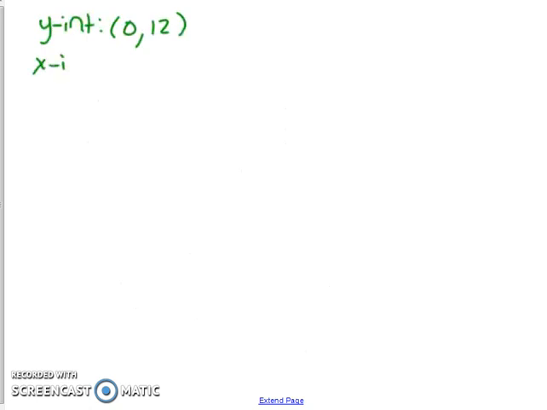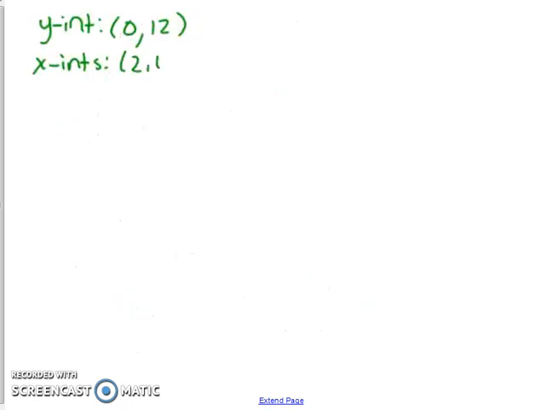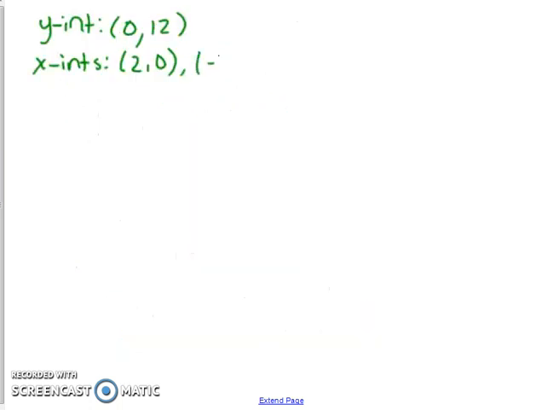Okay, the x-intercepts, we have the 2 from the calculator, so that's 2, 0. We have -2 from what we solved for, so -2, 0. And then we have plus or minus radical 3. So we have radical 3, 0, and then negative radical 3, 0. Okay, so when we go to put that on the graph, we can use decimals in the graph, but keep our answers as exact as possible using radicals for now.